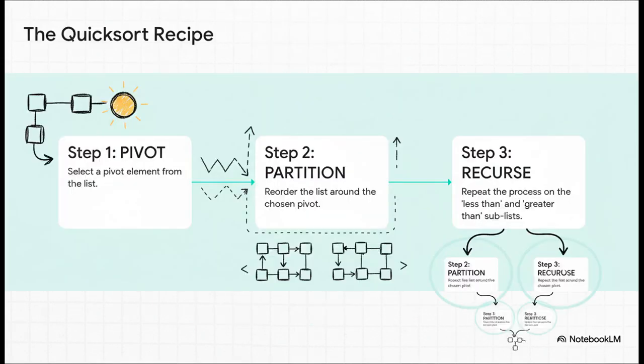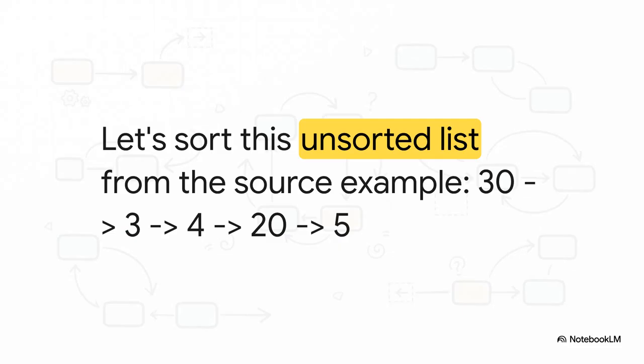The answer is a really elegant process called recursion. The recipe for quicksort is basically this. First, pick a pivot. Second, use the partition tool we just built. This is great because it puts the pivot in its final sorted position. And third, this is the magic part, you simply run quicksort again on those 2 smaller, unsorted sublists on either side. Let's see this in action really quick.